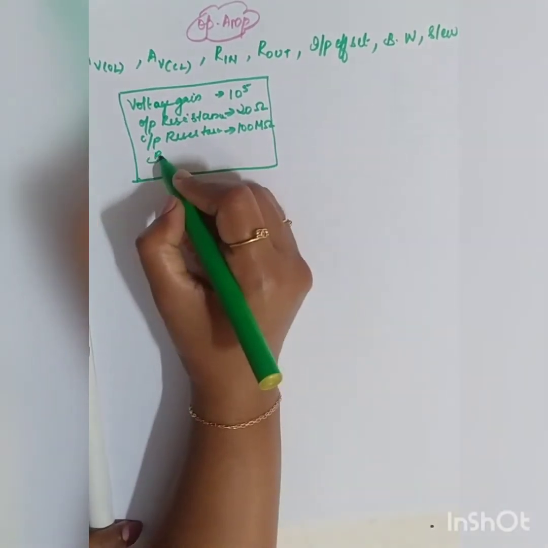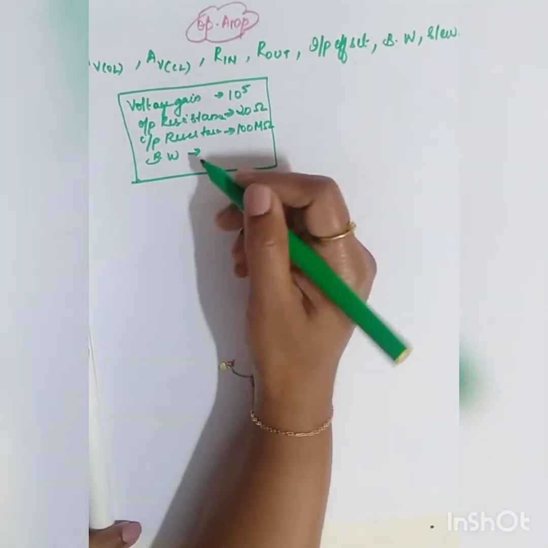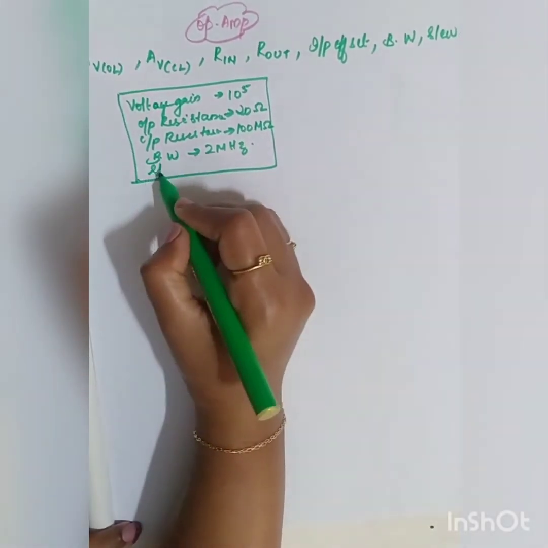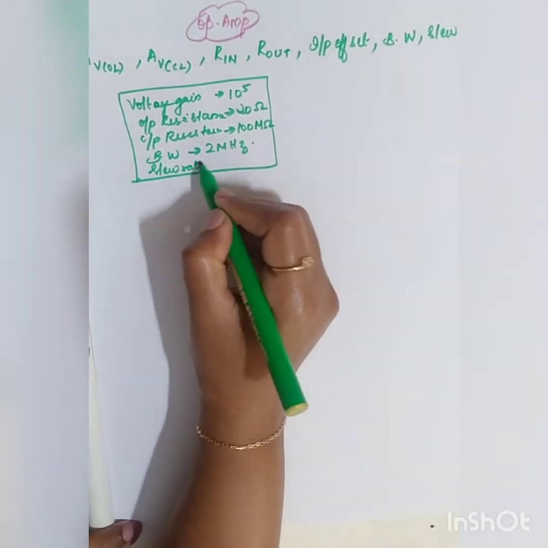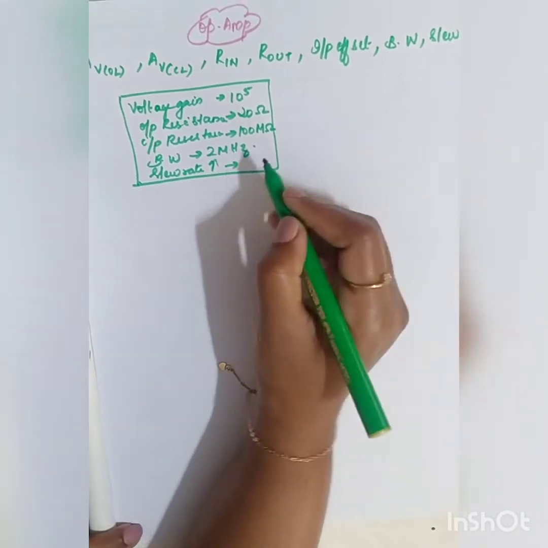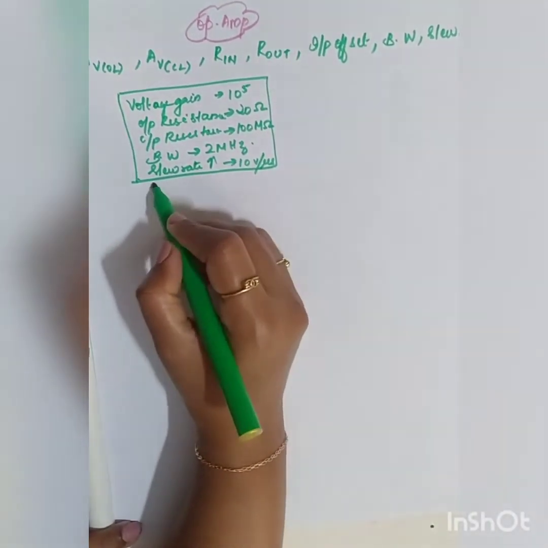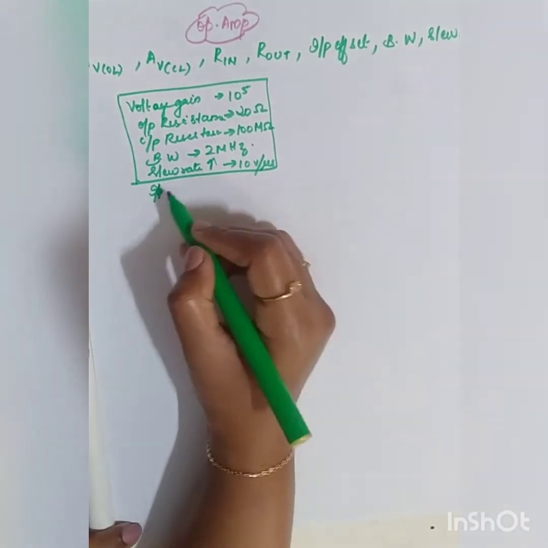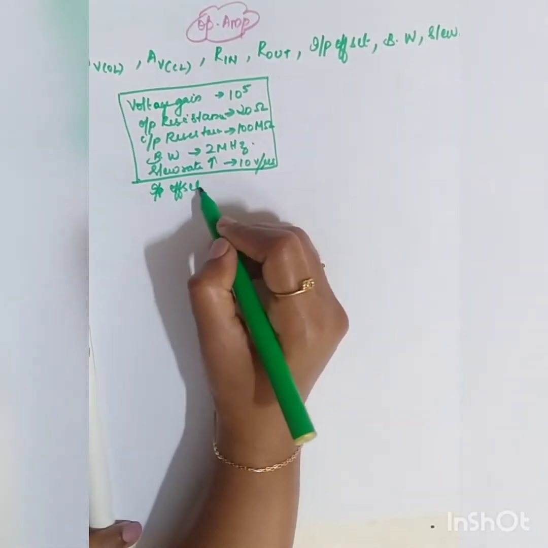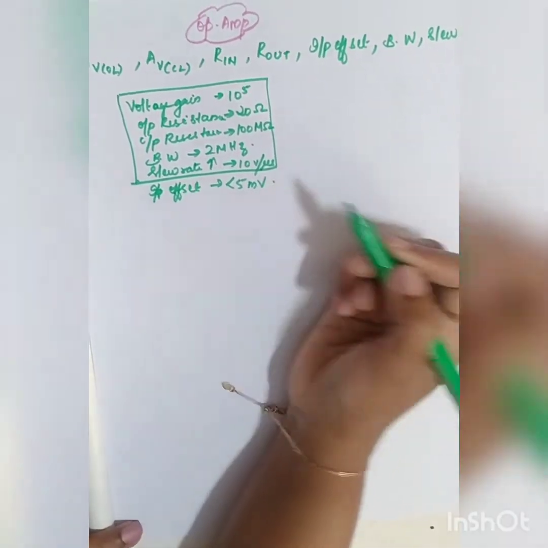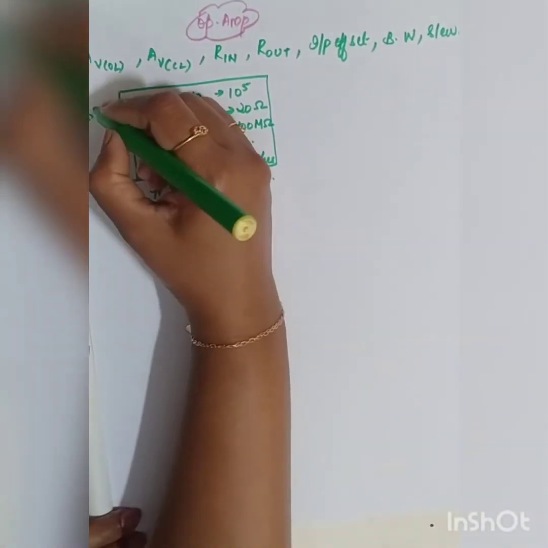Next, bandwidth should be as wide as possible. What was your value? 2 megahertz. Slew rate should be very high. Practical is 10 volt per microsecond. And the last one was your input offset, which should be very less. It is less than 5 millivolt. Okay, these are the different characteristics.